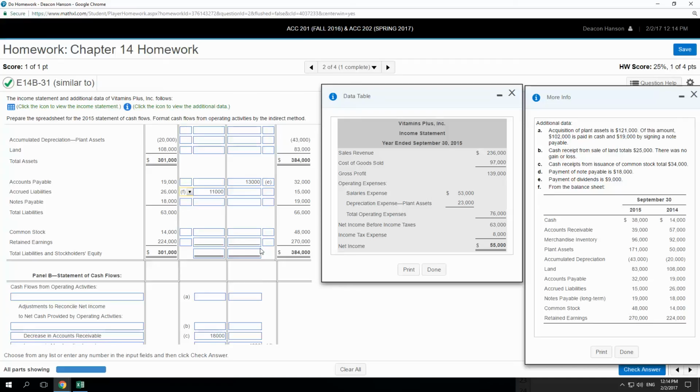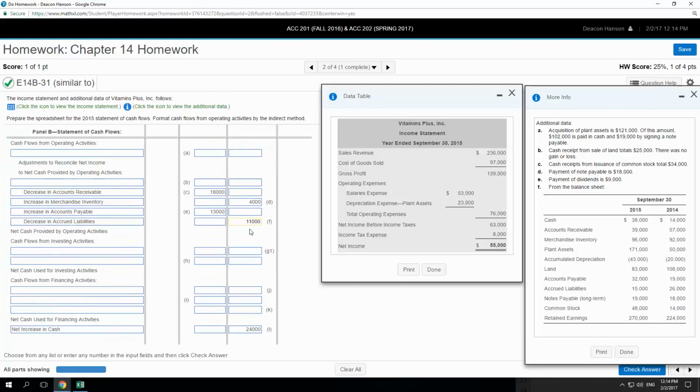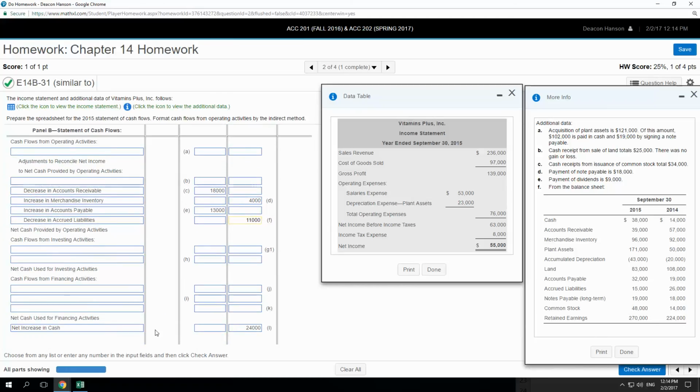Now I'm working both sections at one time. I'm going to look back over here. If this was my cash flow statement, I would start it off with net income, and that would come from the income statement. So 55,000 would start off over here. Now think about net income. How does it affect retained earnings?